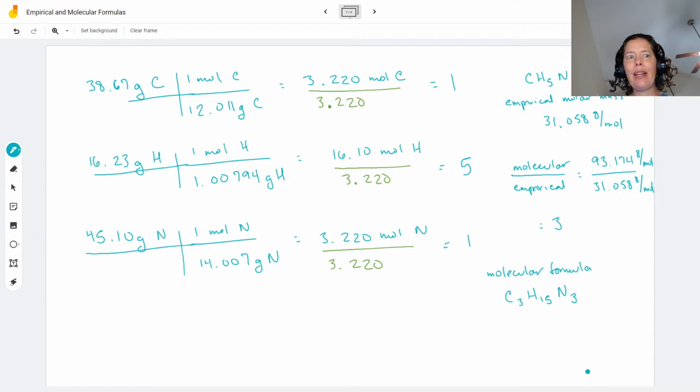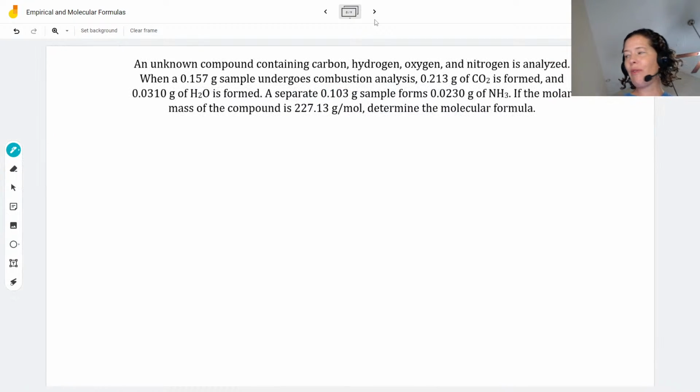This one was definitely a longer problem. These are a little more complex, more steps. Any questions? No questions? Okay, let's go ahead and finish up here. We've got one more problem. Again, this is going to be a more difficult one.